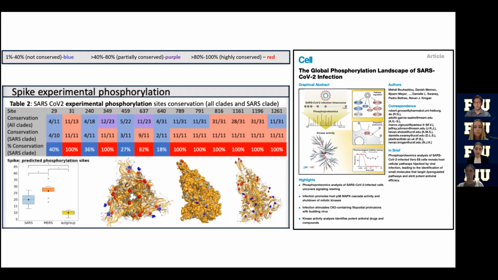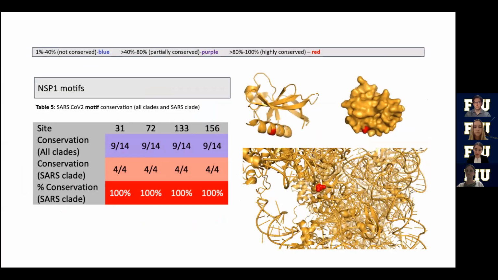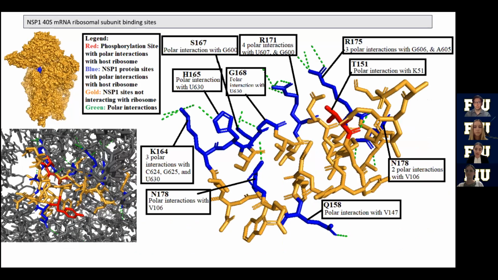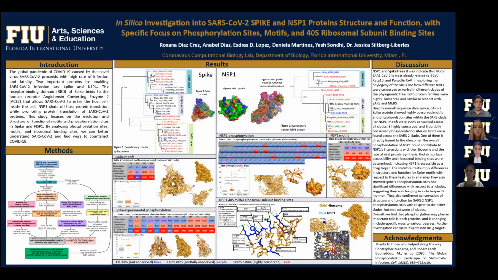Predicted motifs in NSP1 were investigated, showing conservation across all clades. Phosphorylation sites were predicted for NSP1. From statistical testing, we found significant differences between the number of phosphorylation sites only involving the MERS clade. The NSP1 and the ribosomal subunit polar interaction sites were investigated as well. The proteins were similar and conserved with respect to SARS and MERS.